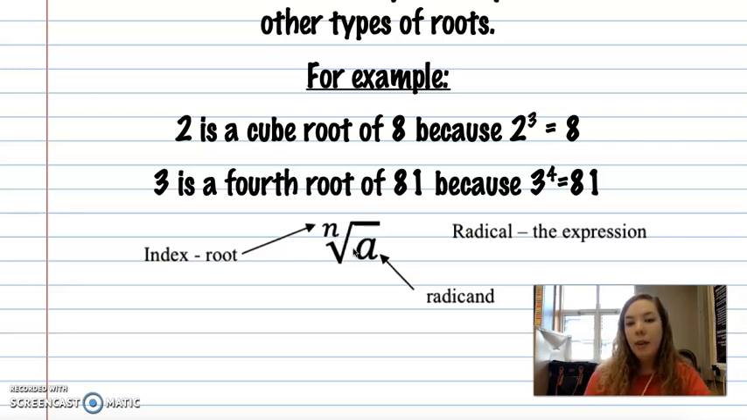The number underneath the root symbol we call the radicand, and then the whole thing combined we call a radical. So when we say radical, we're talking about the full expression, and if we say radicand, we're only talking about whatever's underneath. The index or root is just the number in front of our root symbol.